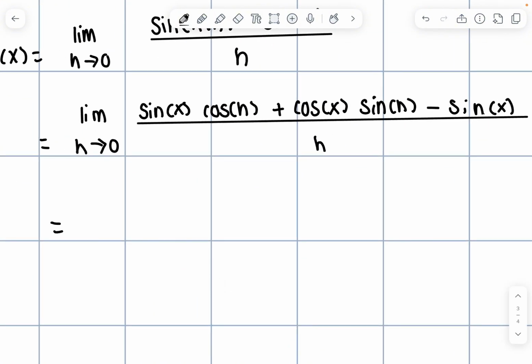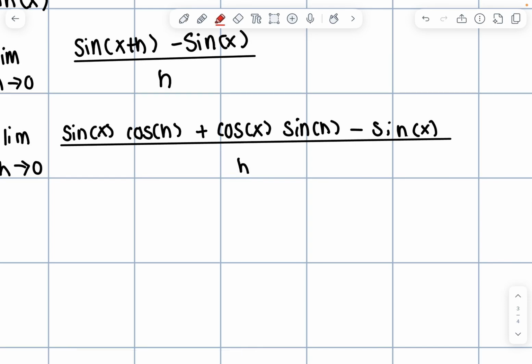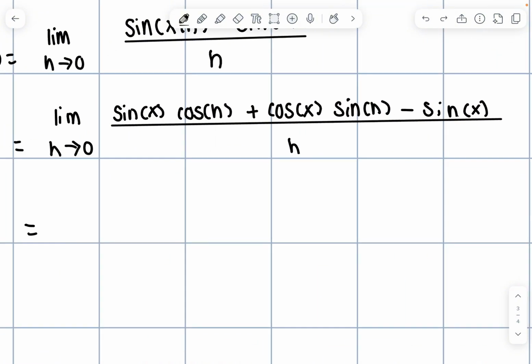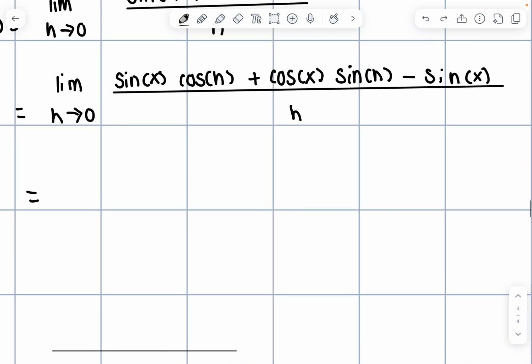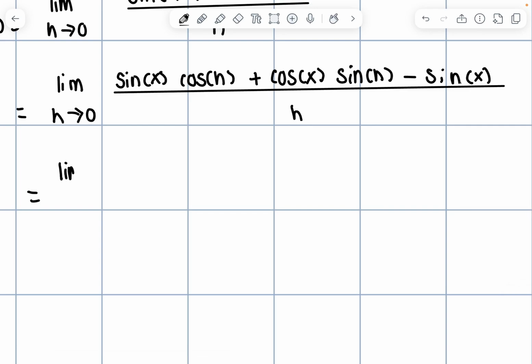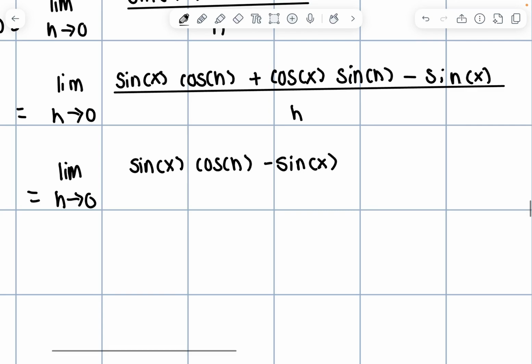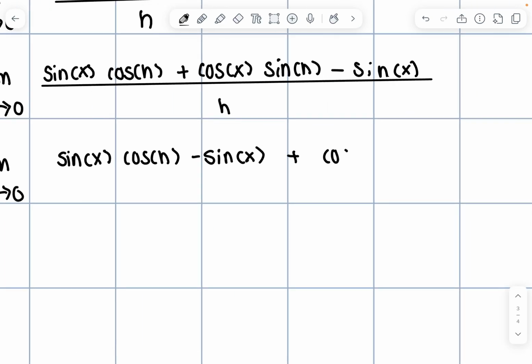Now, I'm going to rearrange this. I'm going to bring this sine of x over here, and that'll allow me to factor out a sine of x, and then it'll be more clear as to where these identities come from and how they help show the derivative of sine x. So the limit as h tends to 0, I'm going to bring the sine x over, so it'll be sine x cosine h minus sine x plus cosine x sine h, all divided by h.